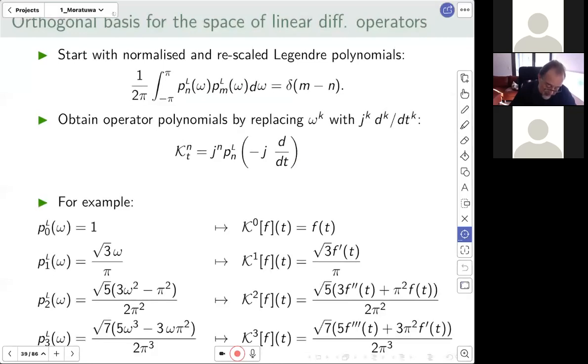So to give you an example, the first polynomial is just 1. So there, its degree is 0. So here we will have 0th order differential operators. So it will be just f of t. Then p1 of omega is √3 omega over pi. This becomes √3 f prime of t divided by pi. And as you can see here, we replace omega squared with the second derivative. And these j's and minus j's, their whole purpose is to flip this sign from negative to positive.